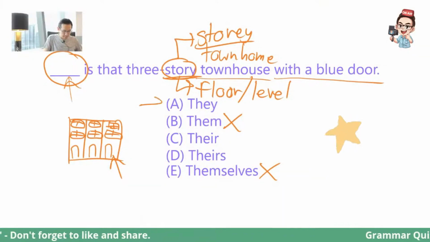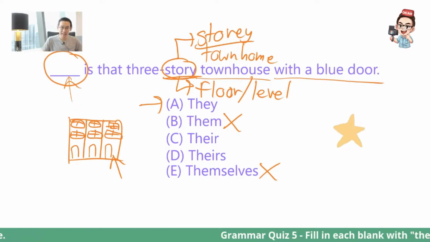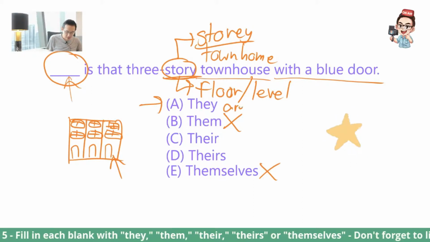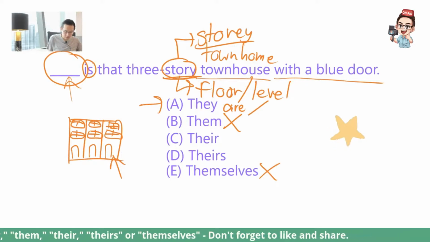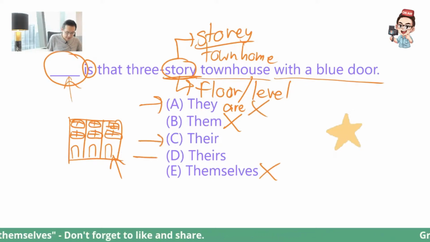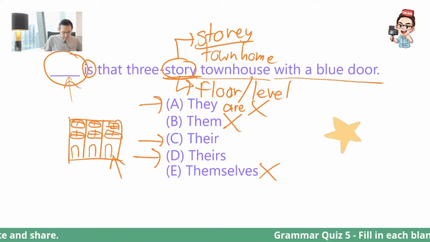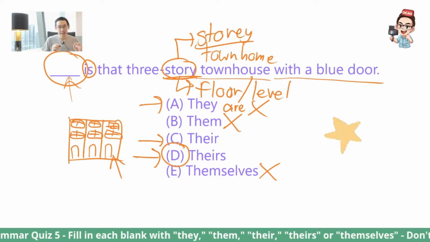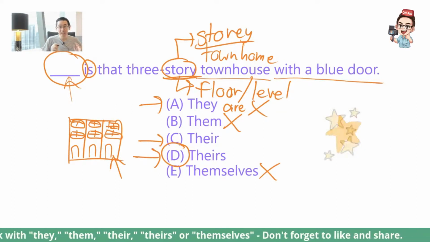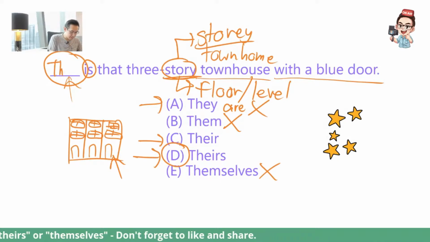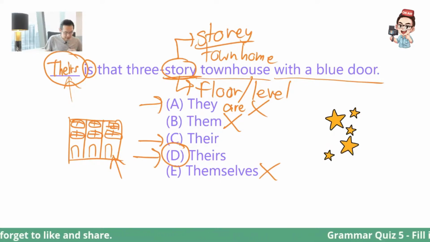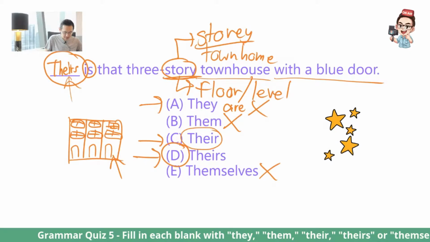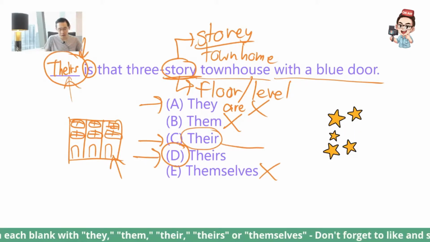How about them? Can we use they? We can't use A because if we use they, then it has to be they are, right? Not they is, but here we have the verb is, so we can't use they. Now, we have C, there, and D, theirs, okay? And the reason that D, theirs is the correct answer is, well, D, theirs is a what? A possessive pronoun. We can use it by itself, okay? So we can say theirs is that 3-story townhouse with a blue door, okay? But if we want to use C, there, like this, we need a noun after it. But here, we don't have any noun, so we can't use there like this, okay?